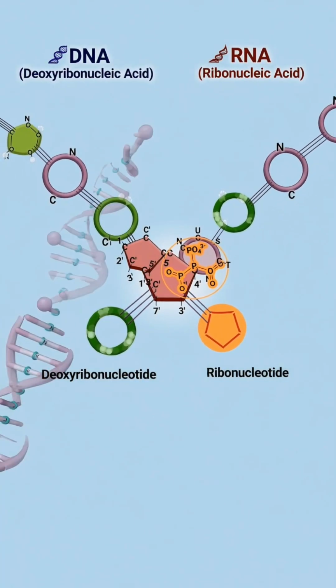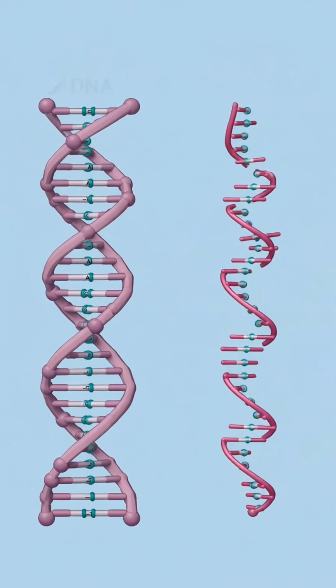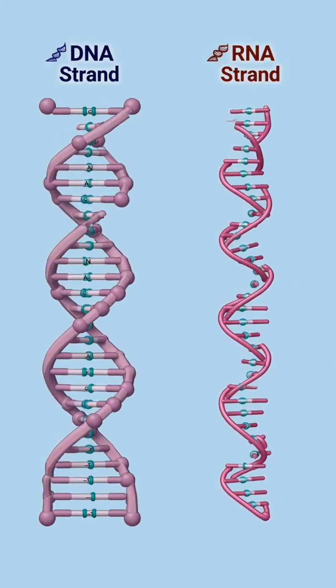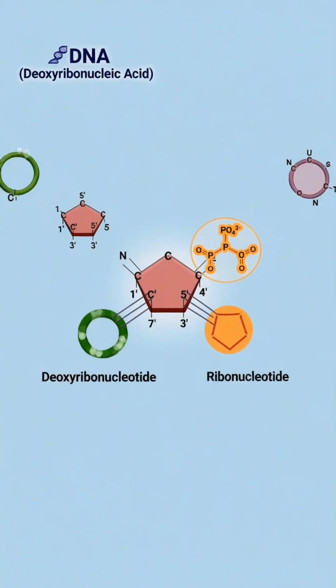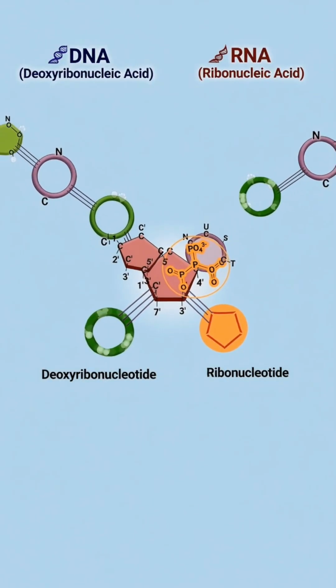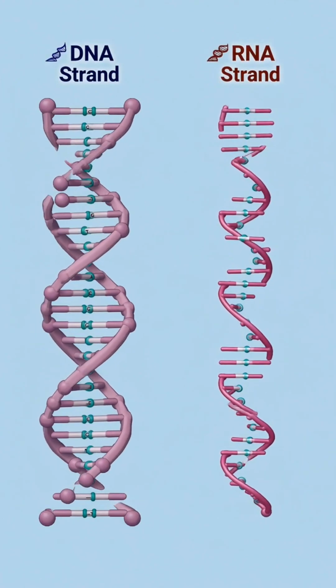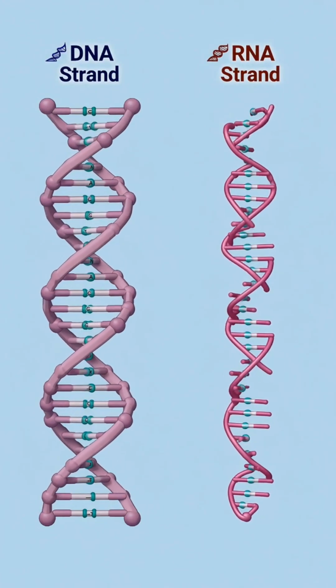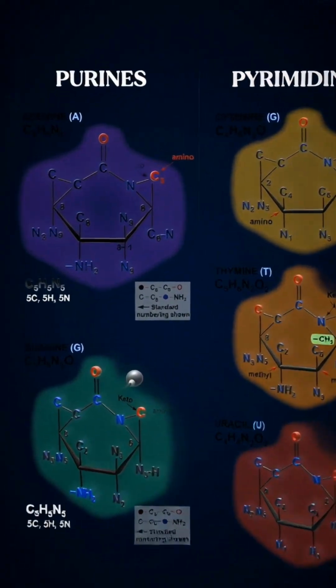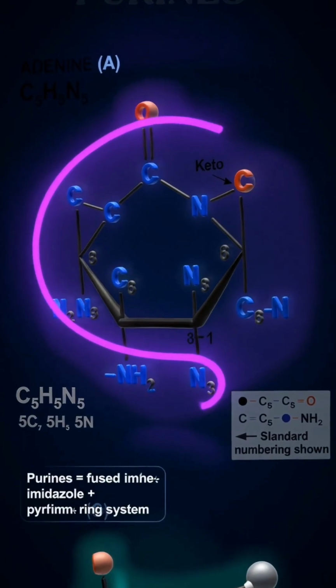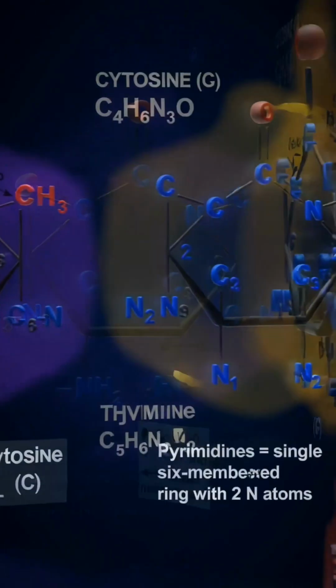And you ask, what's a nucleotide? A nucleotide consists of three components: a nitrogenous base, a pentose sugar, and one or more phosphate groups, as you can see in this image here. The image is comparing the DNA and RNA structure. And now, purines and pyrimidines.